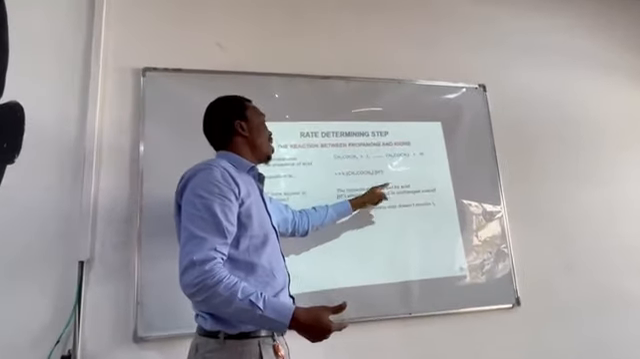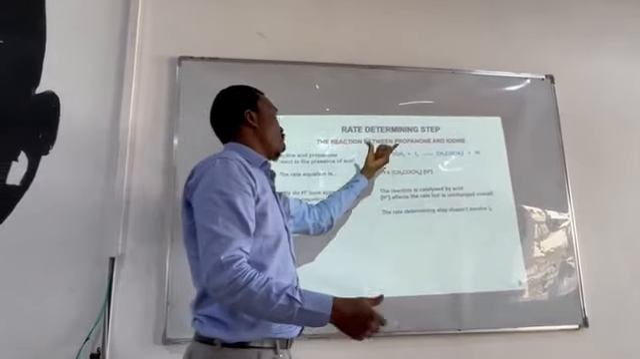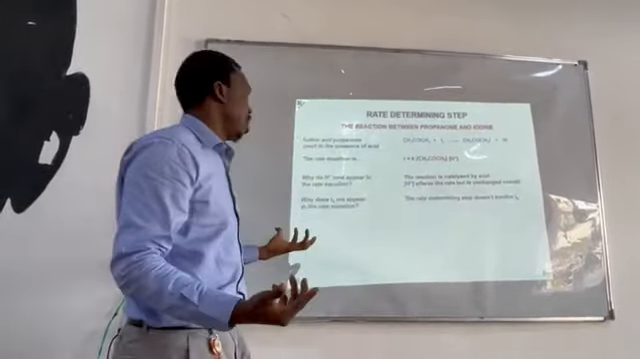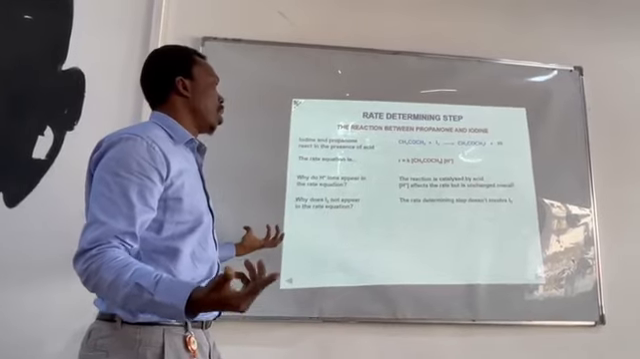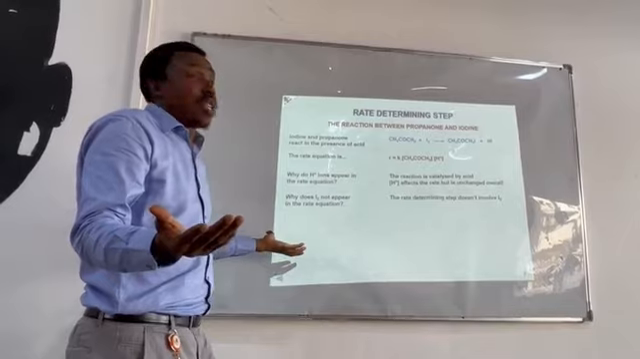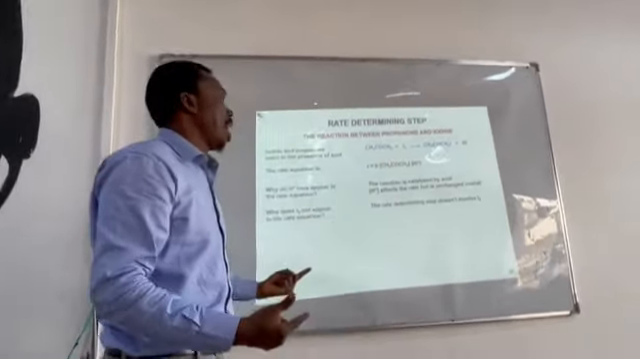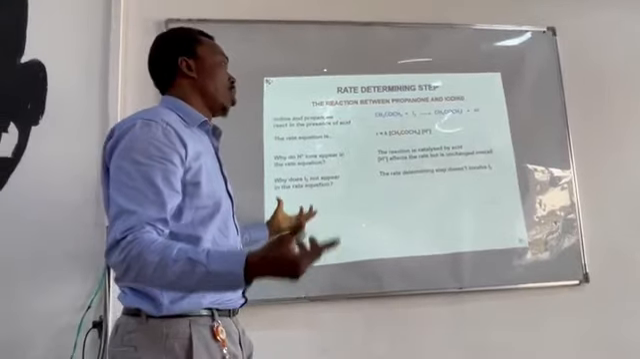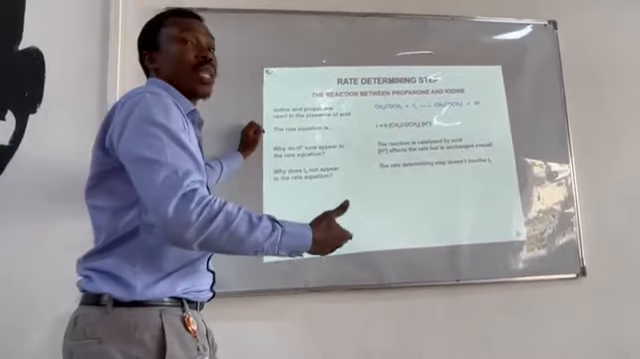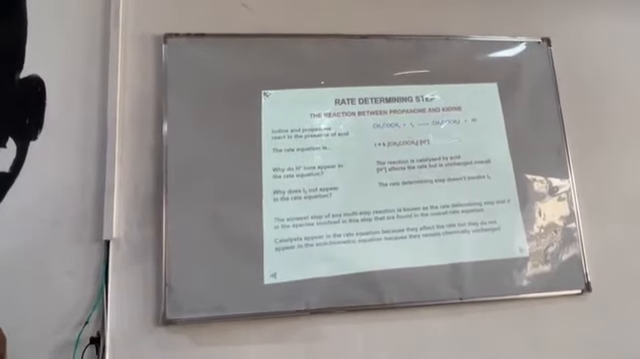That means the rate of reaction doesn't depend on the concentration of iodine, but it depends on the concentration of propanone and also the concentration of the catalyst. So why do hydrogen ions appear in the rate equation? Because the rate of reaction depends on the concentration of the hydrogen ions, so the reaction is catalyzed by the acid. Hydrogen ions affect the rate but are unchanged overall. Iodine does not appear because the rate determining step does not involve iodine.